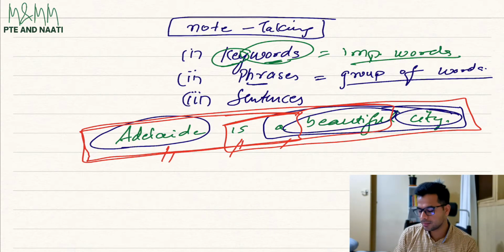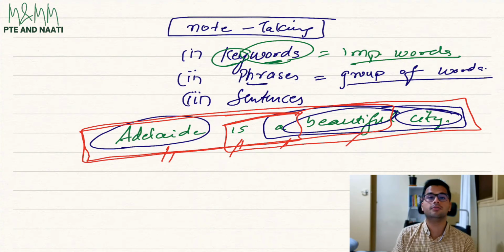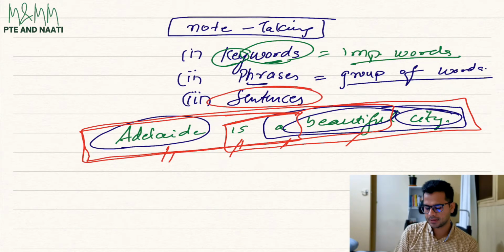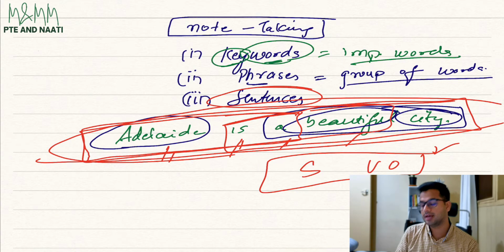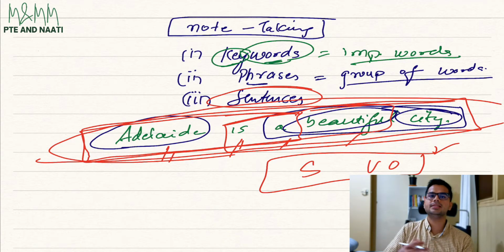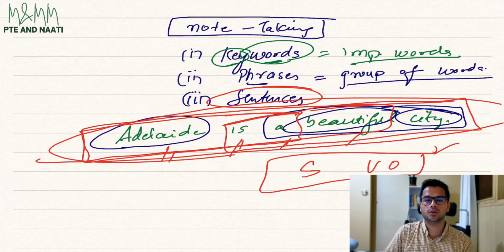Then Adelaide is a beautiful. 4 words. It's not a complete sentence. These words are coming together. It is going to be a phrase. And then obviously last but not the least, as the name says, sentences. A sentence means a complete sentence having subject, verb, and object, everything. So basically these are 3 different ways of taking notes.